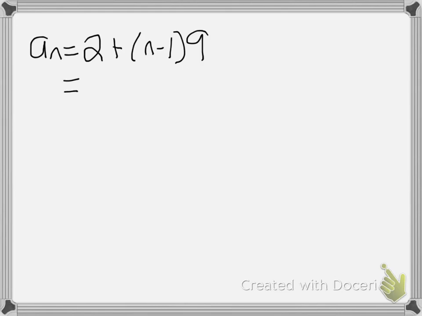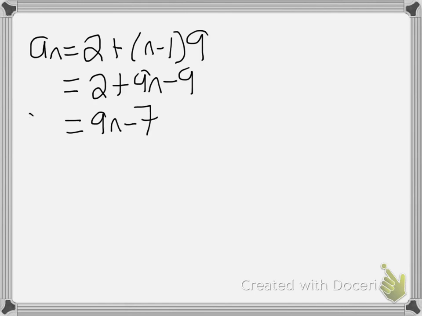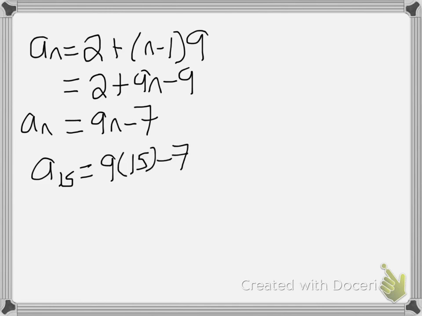Please make sure when you're simplifying this that you distribute, because this is n minus 1 times 9, so this becomes 9n minus 9. Make sure you distribute and then simplify. So this ends up becoming 9n minus 7. So a sub n, in this case, is 9n minus 7. The last thing you need to do for this problem is find a sub 15. A sub 15 is just 9 times 15 minus 7. If you do that math quickly, you end up with 128.